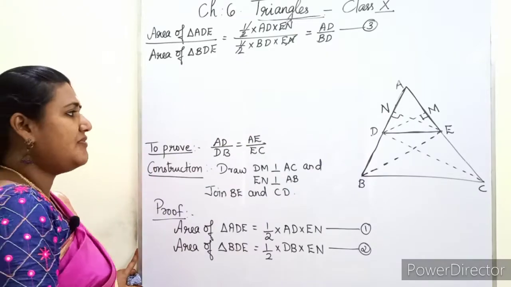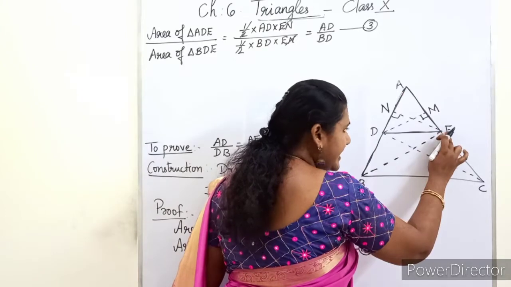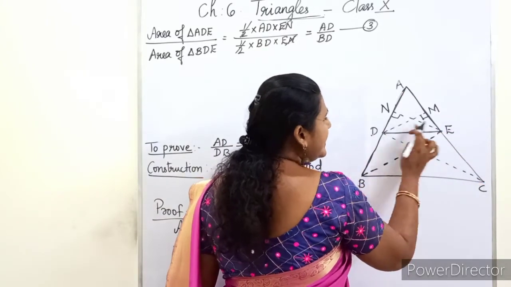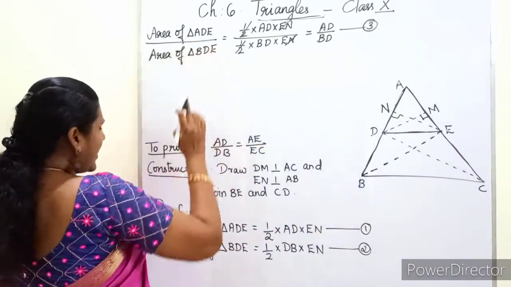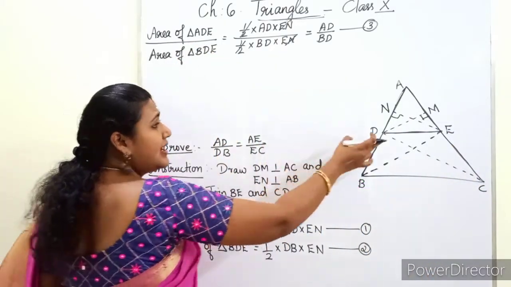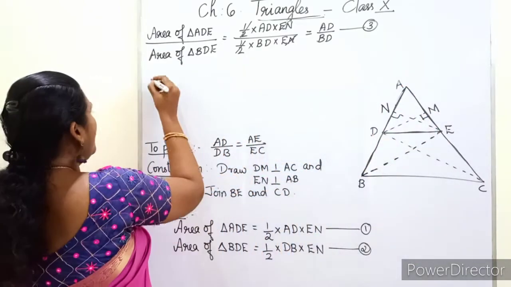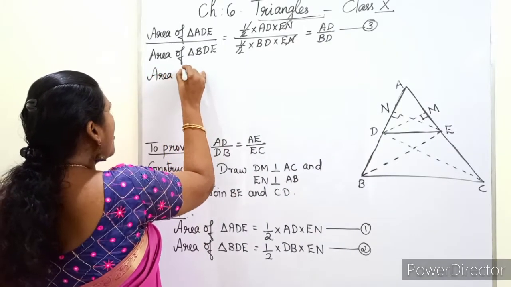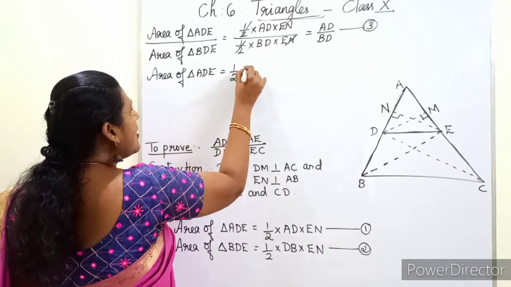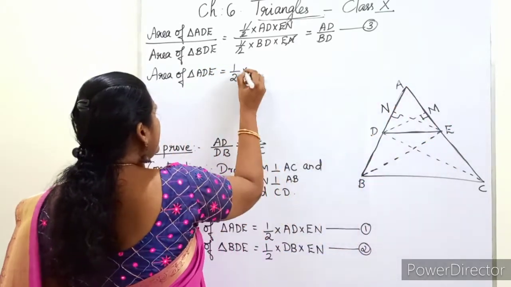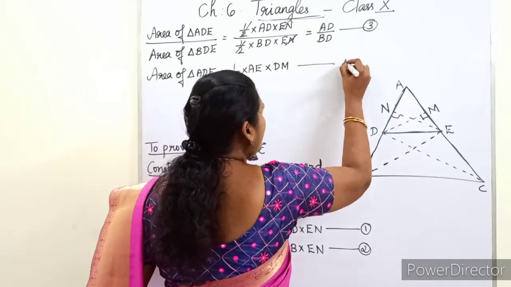Okay, so similarly we will consider another pair of triangles, that is triangle ADE and triangle CDE. So these two triangles we are going to consider now. Area of triangle ADE we already have, but here we will take the base as AE and height as DM. So again we have to calculate area of triangle ADE. So area of triangle ADE is equal to half into base AE and height DM. This is equation number 4.